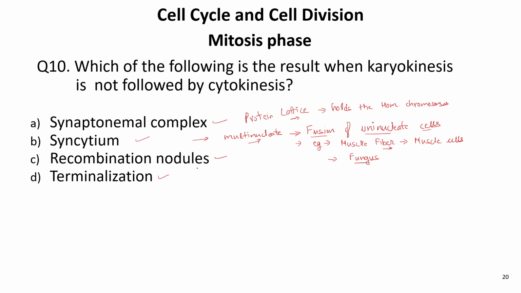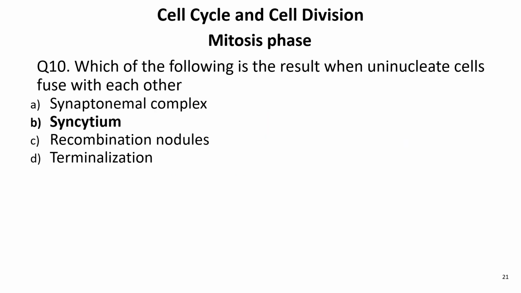Now, recombination nodules. Recombination nodules are the area where crossing over occurs, or you can say they are the site of crossing over. Terminalization, they are saying about terminalization of chiasmata, where the chiasmata move to the terminal position of the chromosome. So what should be the answer? Answer is syncytium.